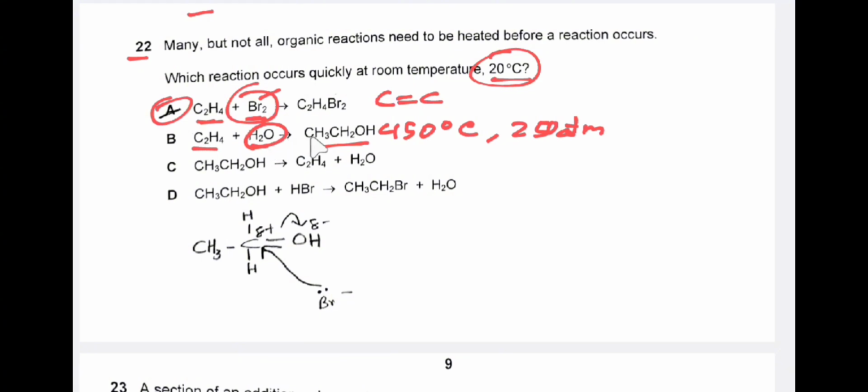Ethene reacts with steam at 450 degrees centigrade and 50 atmosphere pressure to form ethanol. So this is not water, this is steam, and the temperature is 450 degrees centigrade. This is not room temperature. Then ethanol is converted to ethene and water. Also this requires heat to decompose the ethanol.